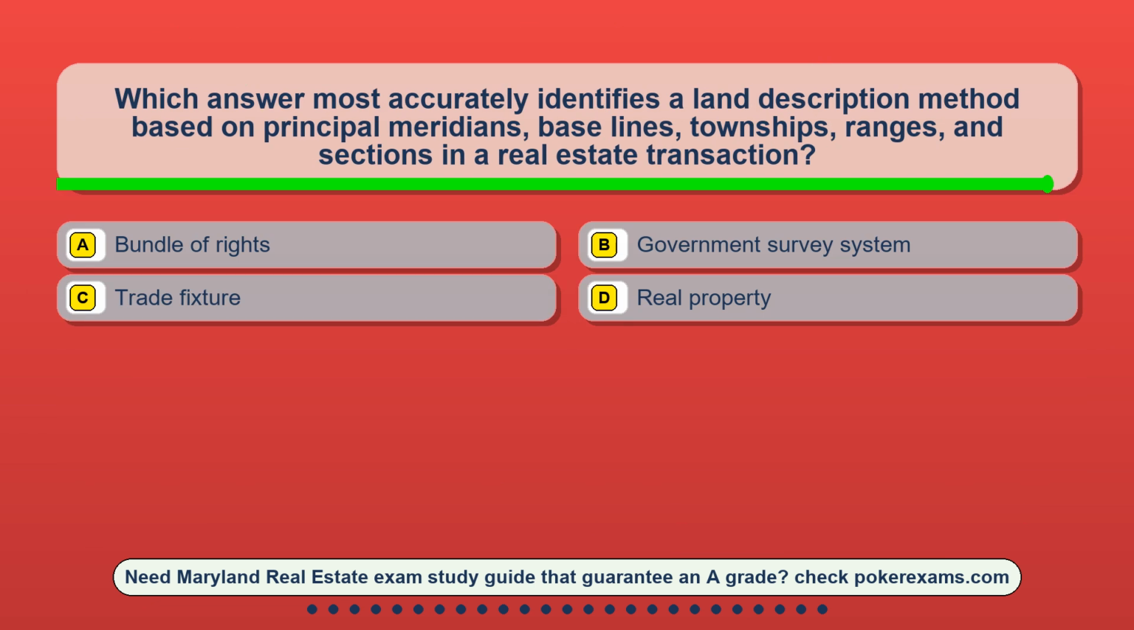Question 21. Which answer most accurately identifies a land description method based on principal meridians, baselines, townships, ranges, and sections in a real estate transaction? Option A, bundle of rights. Option B, government survey system. Option C, trade fixture. Option D, real property.